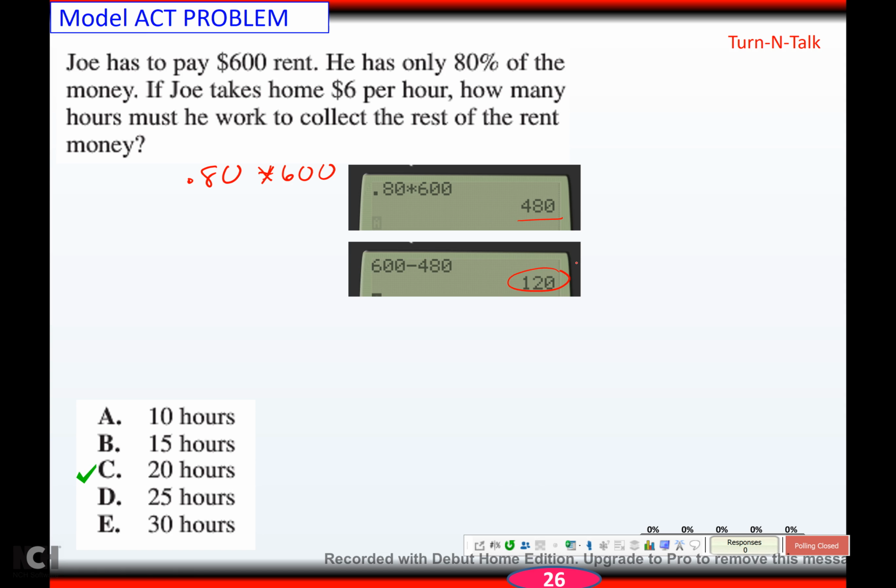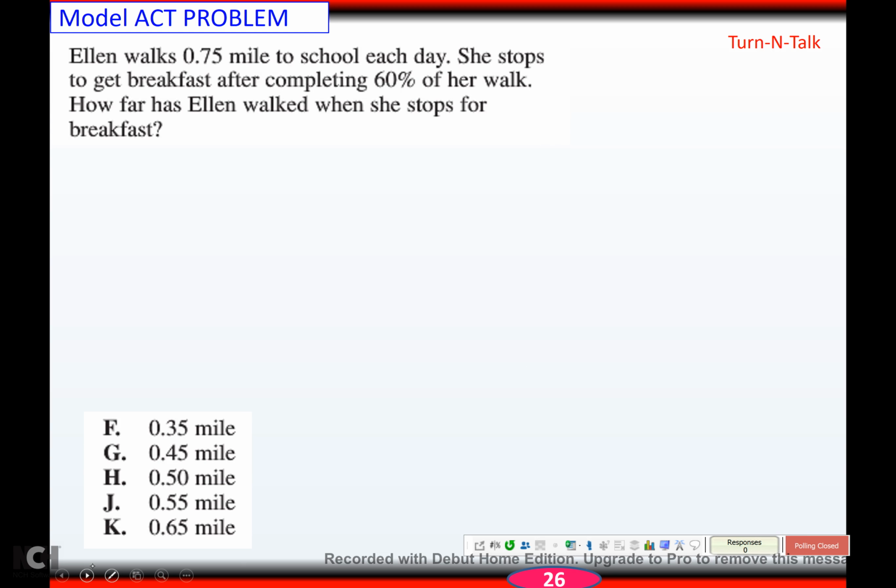So he needs $120 more dollars. But they're saying he makes $6 per hour. How many hours must he work to collect the rest of the rent money? So that means that I need to take the 120 divided by $6 an hour, which means he needs to work 20 hours to make up what he's missing. Okay, try this one. Hit pause. Come back when you're ready.